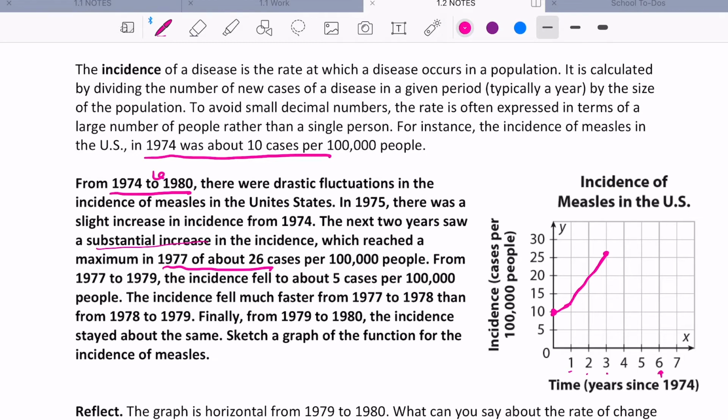And then we go from 77 to 79, the incidence fell to about 5 cases per 100,000. So in 1979, it's been 5 years since 74. So at 5, right, this is where it fell. Here's our point. We can connect those 2 points. We have a second part of our graph. And then finally, from 79 to 80, which is 1 year, the incidence stayed about the same. That means a horizontal line because there was no change in the cases.